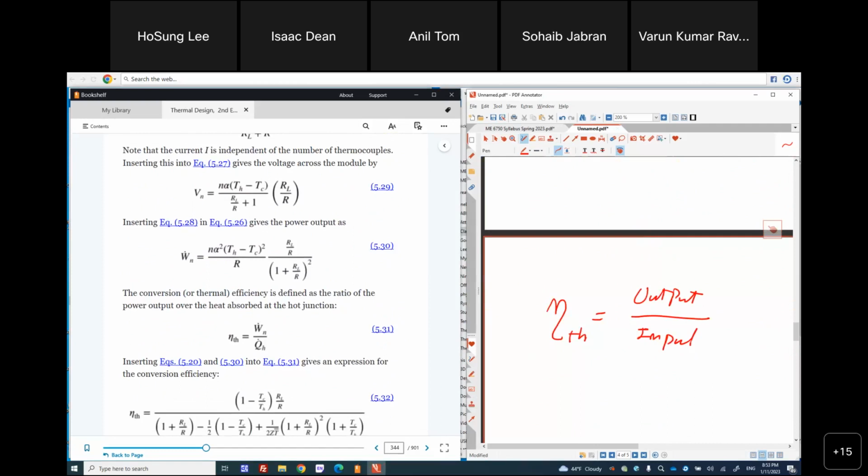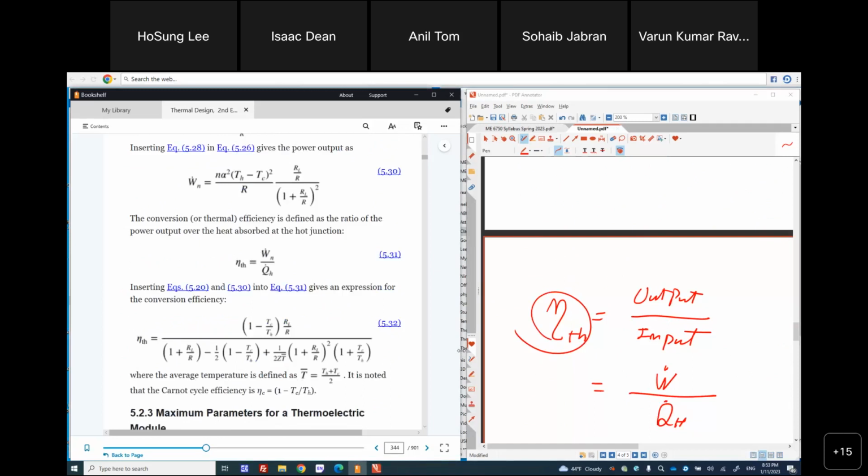Power generator. What would we input? The Q sub H. Yes. The heat. What input. Is the output? Work. Yes. Work. Well, then you can calculate the efficiency. So that's what I did.